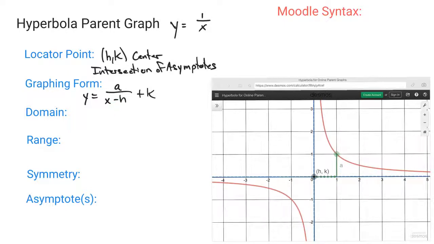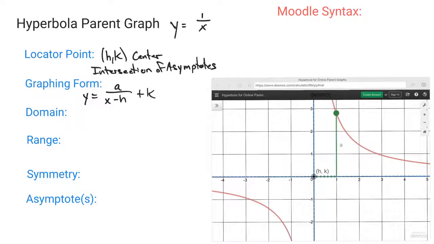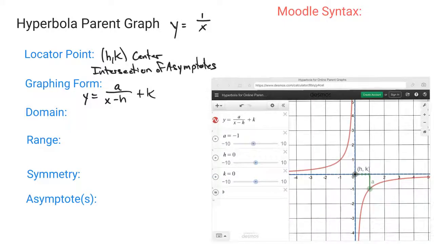As you shift your a value, what you will see is that the whole graph shifts up and down. That's your vertical stretch and your compression. And it can also flip it to be negative, whereas you go to the 1 unit to the right of that HK, that will determine what your a value is, as you can see here. In this particular example, a is equal to -1.